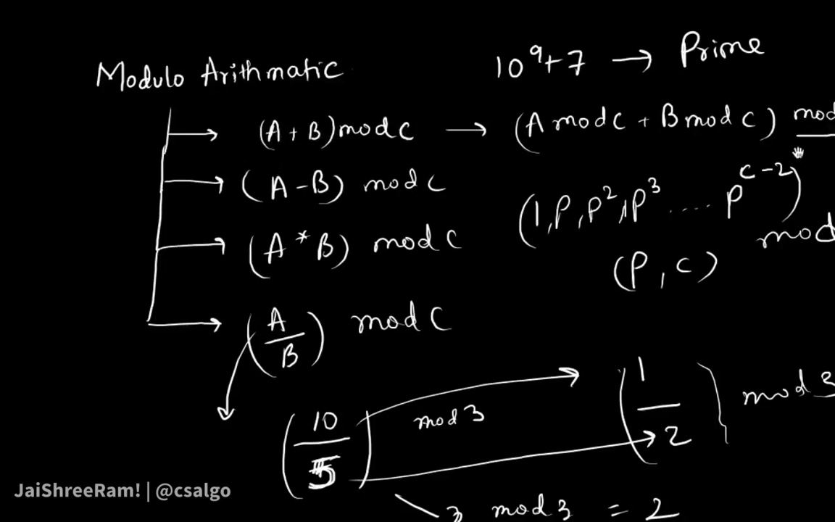If it's overflowing, then you can use this property and take the modulo inside and take a modulo, and then take another modulo after adding the remainders. Similarly for subtraction or multiplication as well. For division, you just need to find the inverse of b and then multiply it with a.